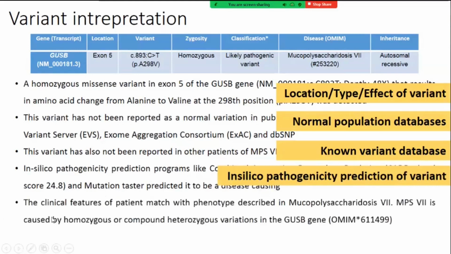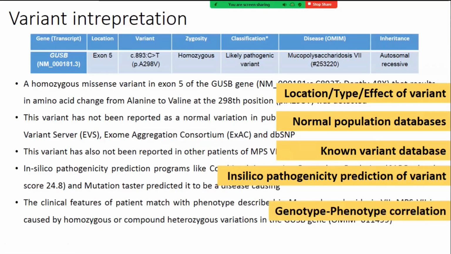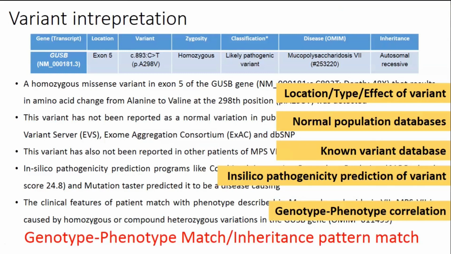And a very important evidence: the clinical features of the patient match the phenotype described in MPS7. MPS7 is known to be caused by homozygous or compound heterozygous variants in GUSB. This is the most important evidence, which the software cannot put, which you as a clinician have to decide. So even after everything else, genotype-phenotype correlation is a very important evidence that you are going to use before labeling the patient.